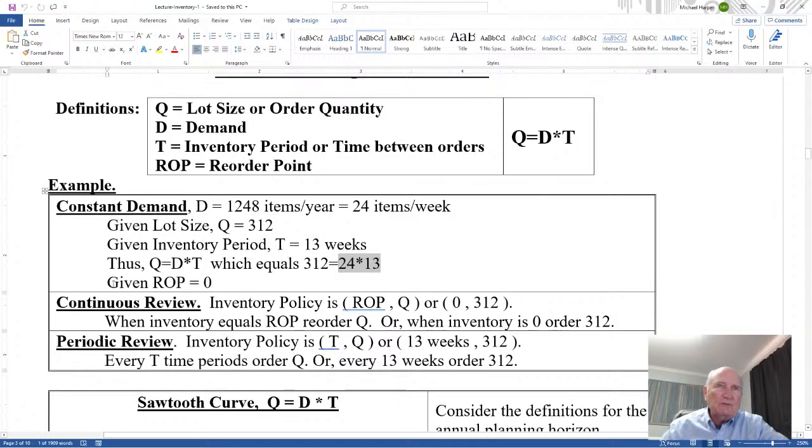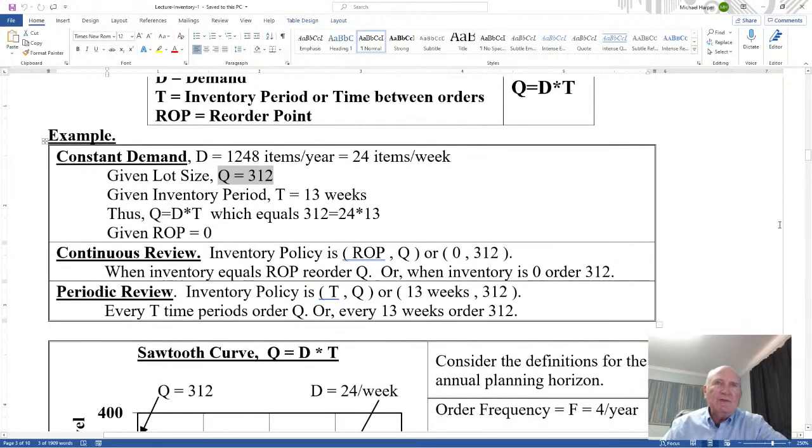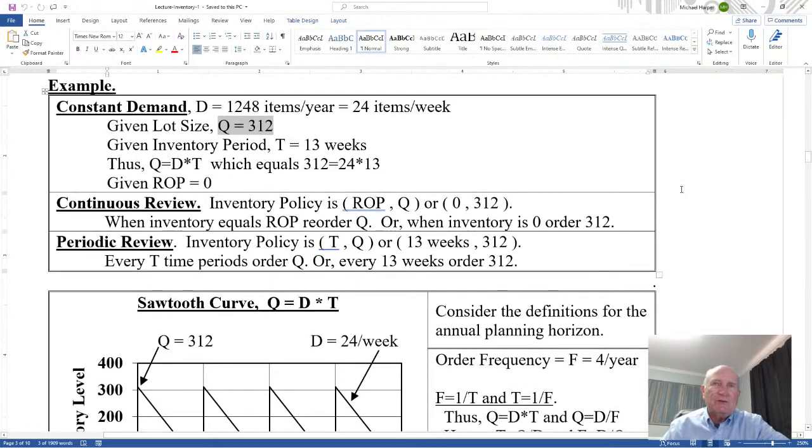Now also, suppose our reorder point is 0. In other words, when the inventory reaches 0, then you place an order for, what's the order lot size? It's 312. So when our inventory level drops to 0, we order 312. The way this is represented in continuous review is (ROP, Q). ROP is 0, so I bring that down, and Q is 312. So the inventory policy for continuous review is (ROP, Q), or (0, 312).